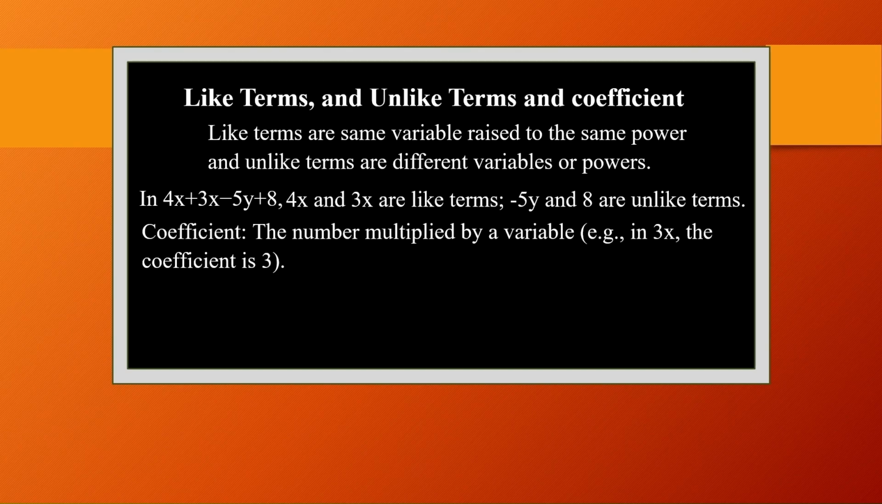Coefficient means the number multiplied by a variable. Example, in 3x, the coefficient is 3. In 4m plus 6n minus 3, the terms are 4m, 6n and minus 3. The coefficient of 4m is 4 and m is the variable. In 6n, 6 is the coefficient and n is the variable, and minus 3 is the constant.